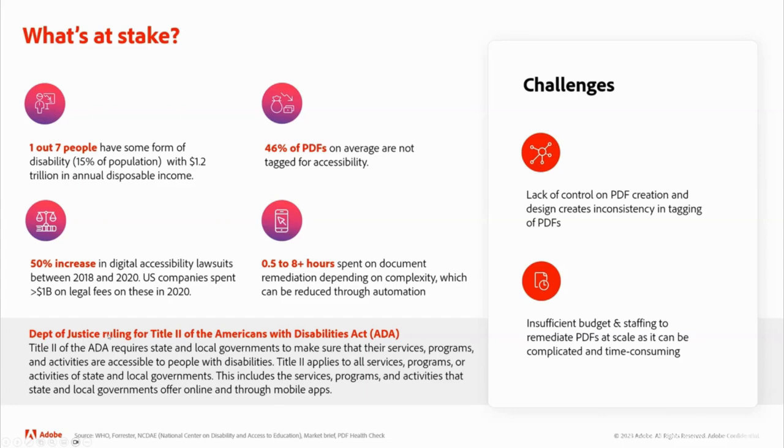Now, again, this is where I call out the DOJ ruling, Title II of the ADA, where it requires state and local governments to make sure that their services, programs, and activities are accessible to people with disabilities. Title II applies to all services, programs, or activities of state and local governments, including services, programs, and activities that state and local governments offer online and through mobile apps. This is directly from the DOJ website, so it's very important that we are all up to date with the DOJ ruling.